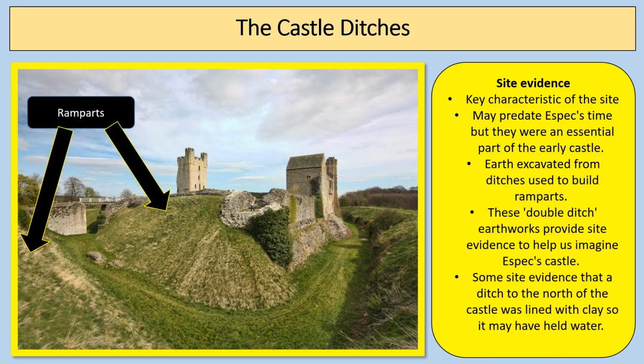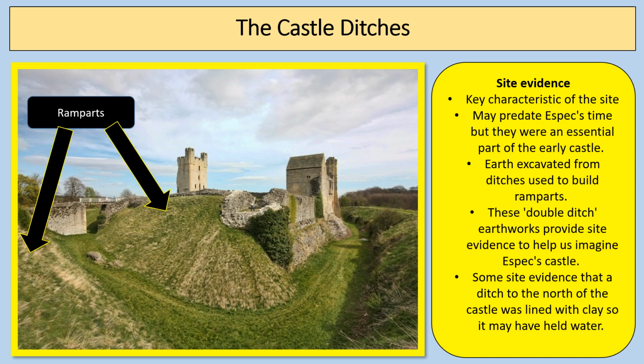Okay, so we'll start off just by talking about the castle ditches. So it's a key characteristic of the site. They may even predate Walter Espes's time, but they're an essential part of the early castle. Earth was excavated from ditches, and they were used to build the ramparts, which you can see there. The double ditch earthworks provide site evidence to help us imagine Espes's castle and remain a really distinctive feature of the castle throughout its history.